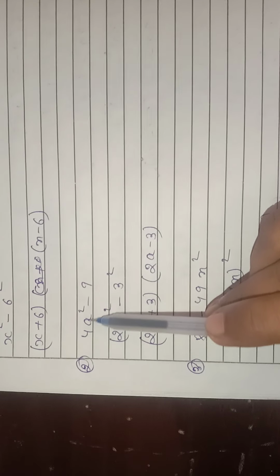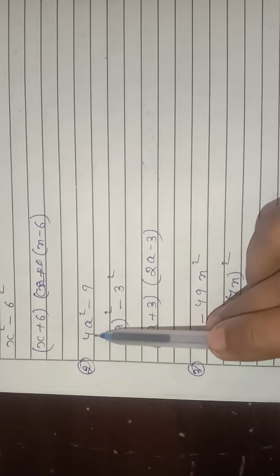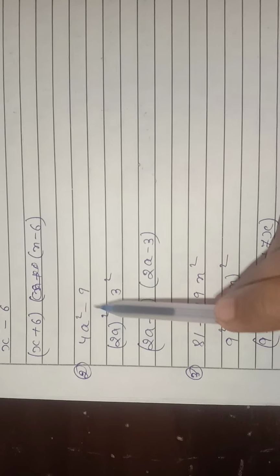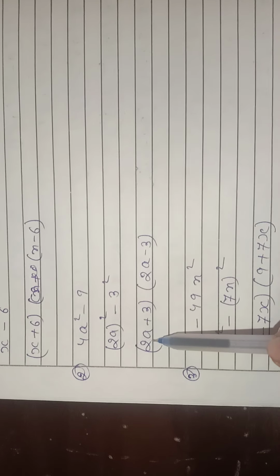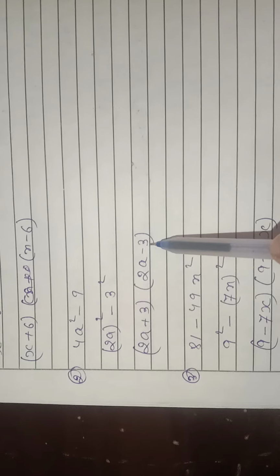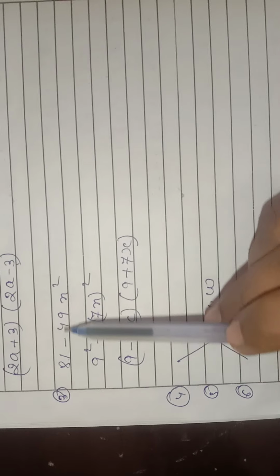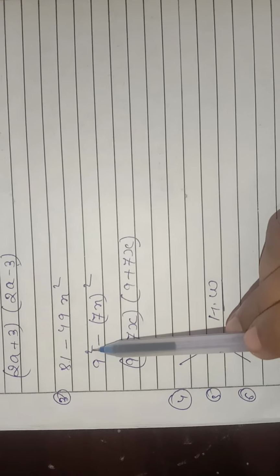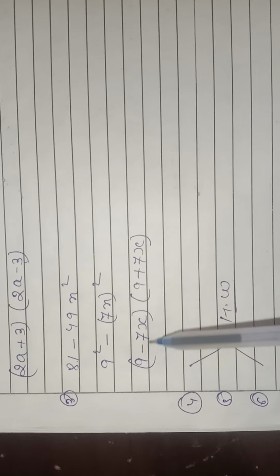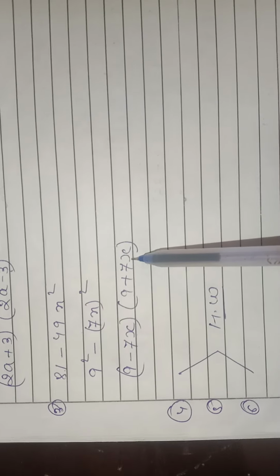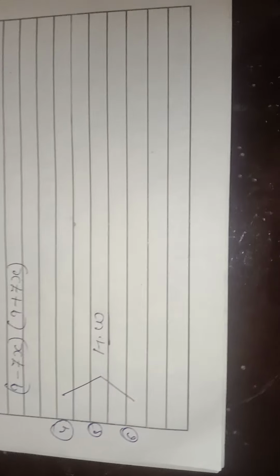Here also, 2a square minus 9. So 2a, that means 2a whole square, 9 is 3 square. So a plus b, a minus b. 81, 49. 81 is 9 square, 7x whole square. So once we have to write minus, other time plus. 6, 4, 5, 6, do it as your homework.